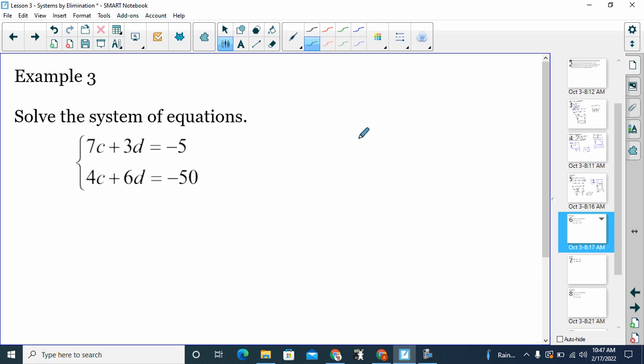Example 3, similar problem. It asks us to solve the system. 7c plus 3d equals negative 5. 4c plus 6d equals negative 50. Again, we don't want to add the equations together yet. If I add the equations together now, my c's don't cancel, my d's don't cancel. So I want you to think for a minute about which equation you could multiply and by what.